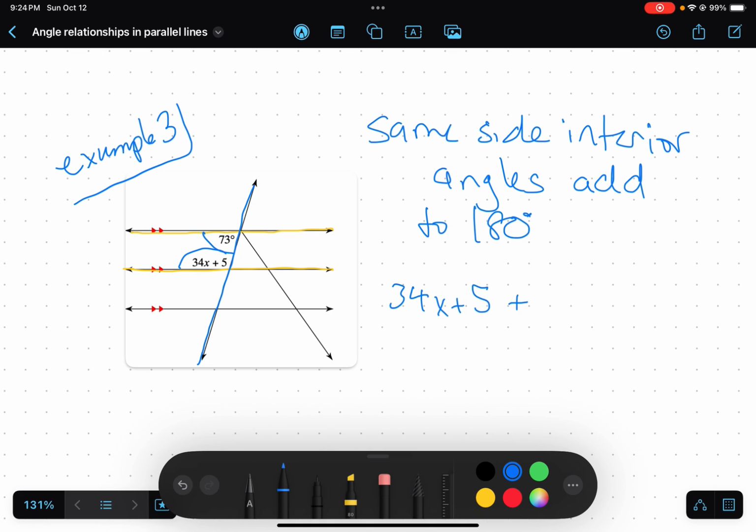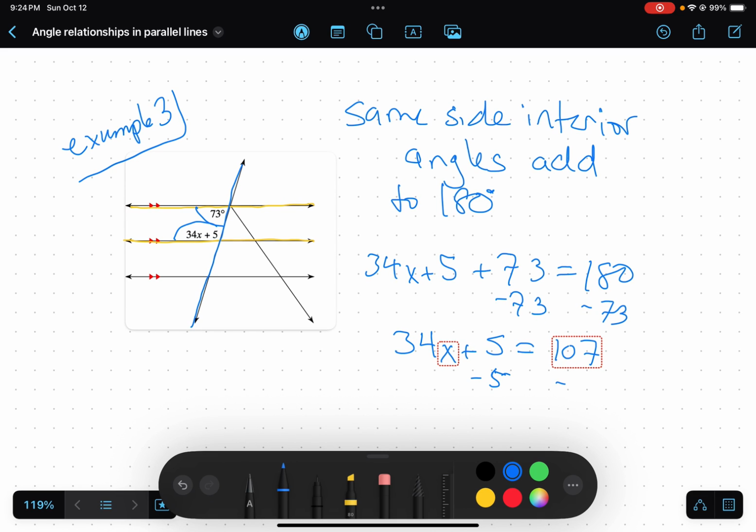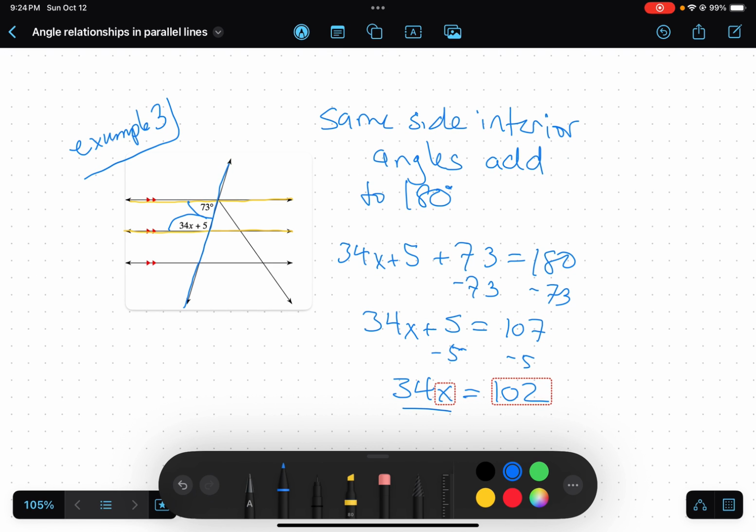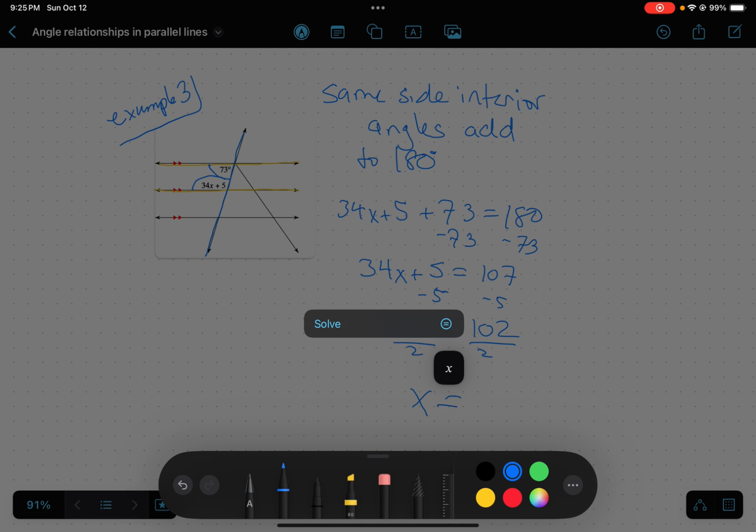34x plus 5 plus 73 equals 180. So I can take 73 away. 34x plus 5 equals 107. Take 5 away. And then if I divide that, I think that makes x equal to 3. Let's make sure. Great, so x equals 3.